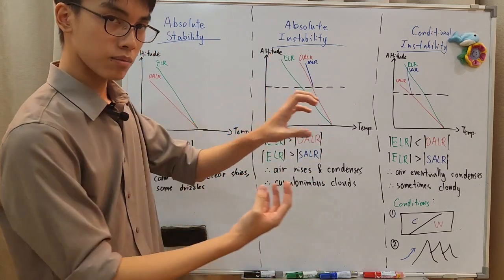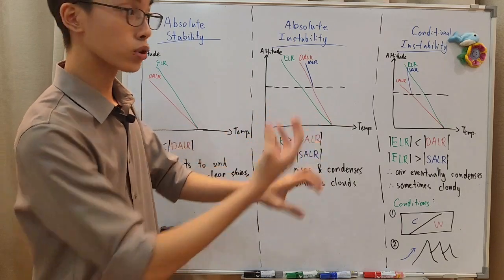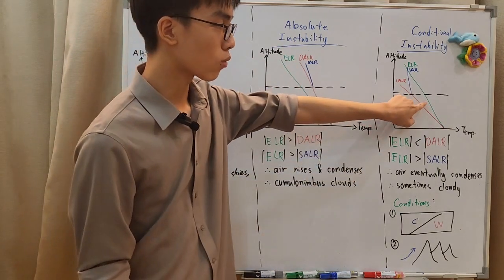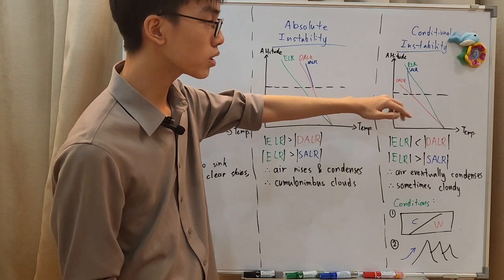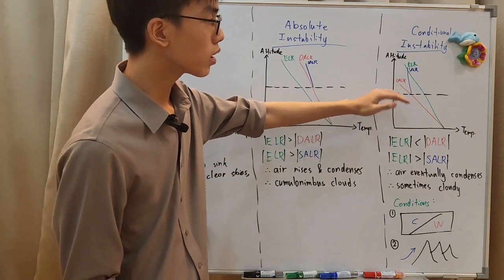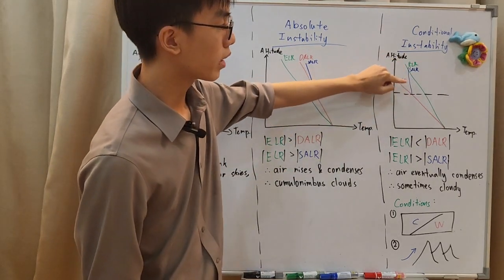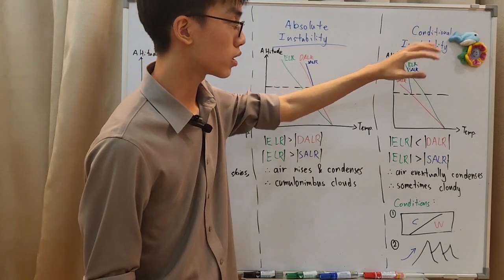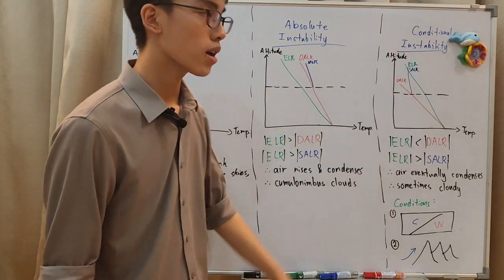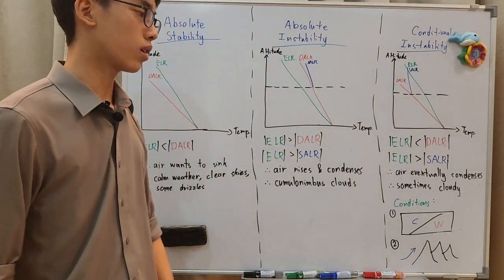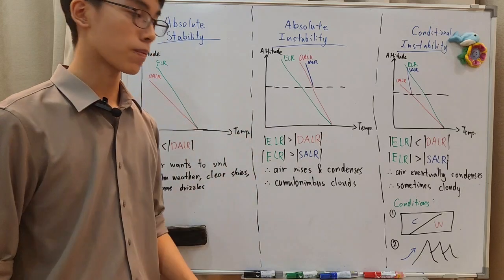So as they meet, the warm air is pushed up. Even though it's over here, it gets pushed up to high altitudes, and it eventually reaches dew point, and then it starts to condense and get into SALR, which is to the right of ELR, and therefore you get a lot of rising and condensation.